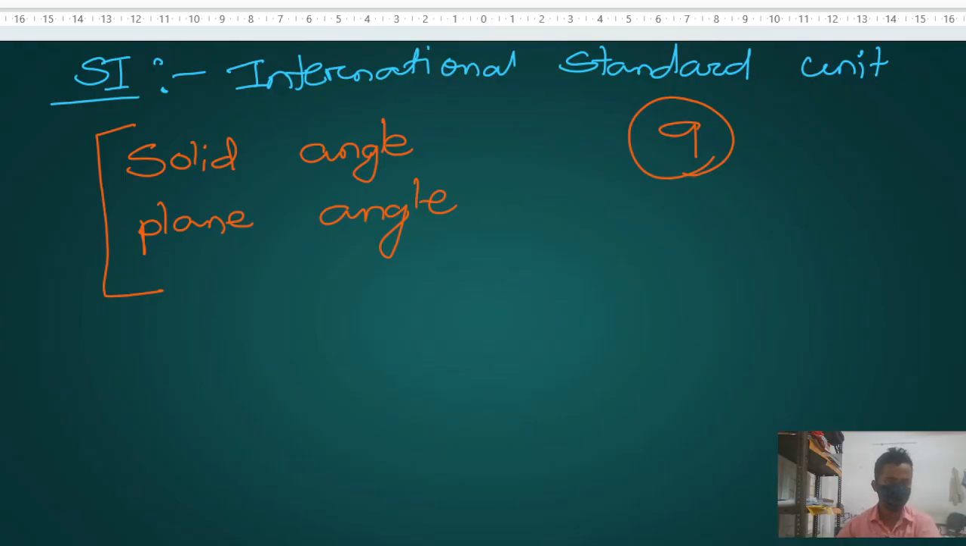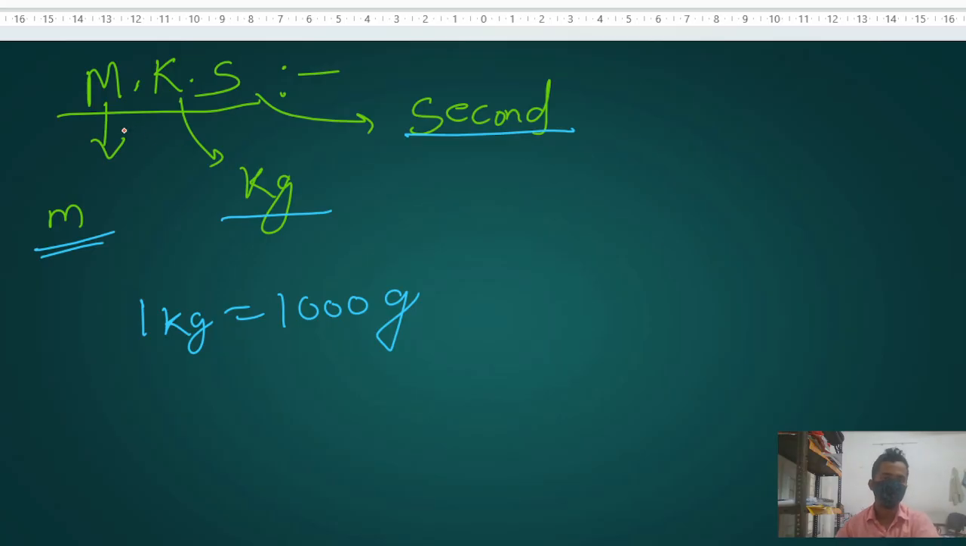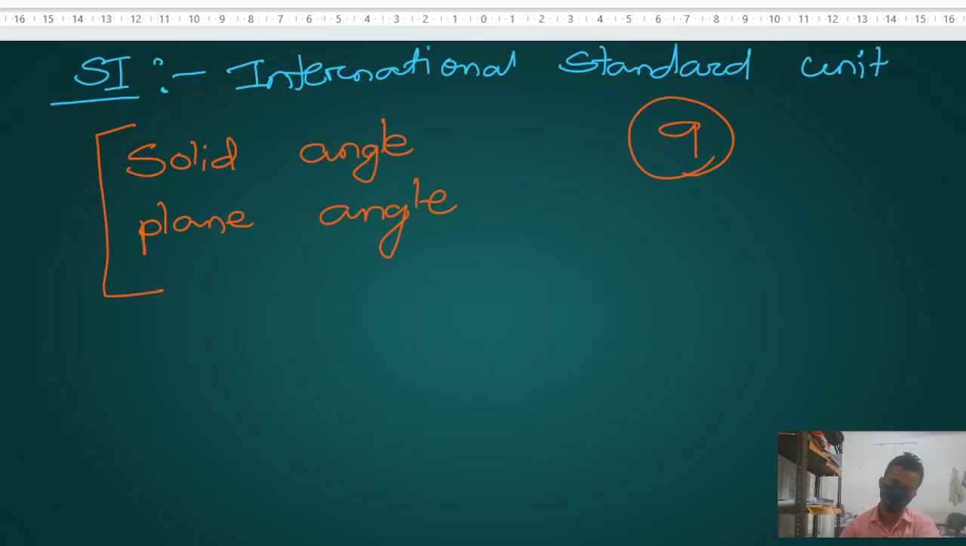You can see here the SI unit is similar to M.K.S. But in the M.K.S system we are using only 7 fundamental quantities, but in SI we are using 9 fundamental quantities. There are no differences except this one. So in this system we use meter for measuring length, kilogram for measuring mass, and second for measuring time. Okay, these are the fundamental pieces of information about the unit system.